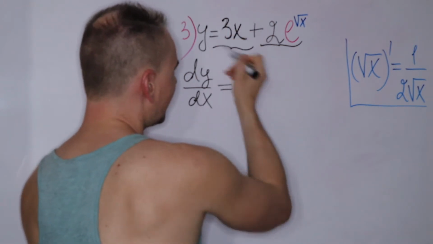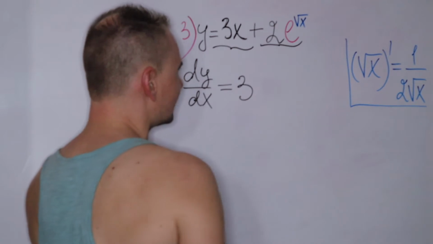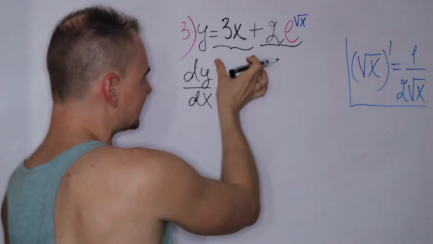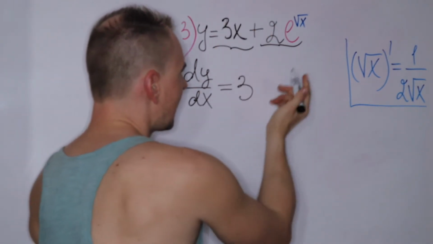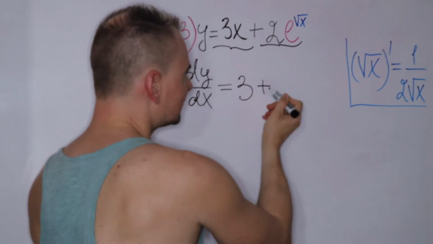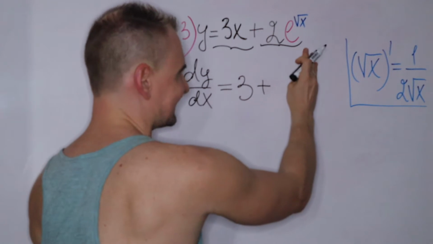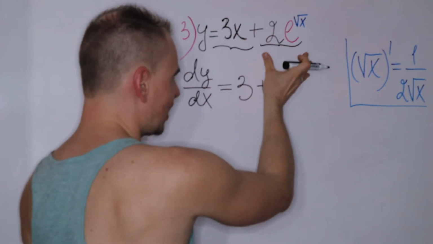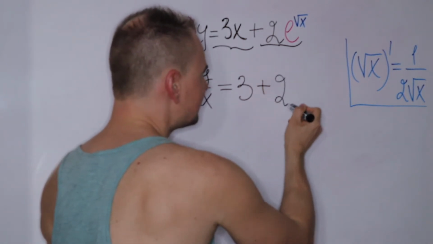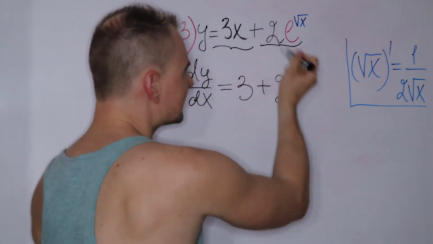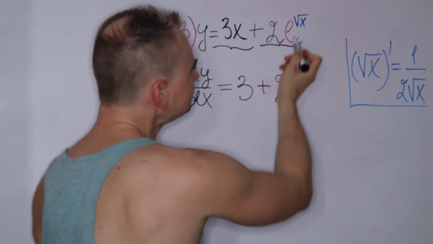So 3x, we're going to be left with just 3 instead of the first term. Now, you want to keep this addition, you don't want to change anything, and let's handle the second chunk. So you want to keep this piece, you want to keep this coefficient 2.